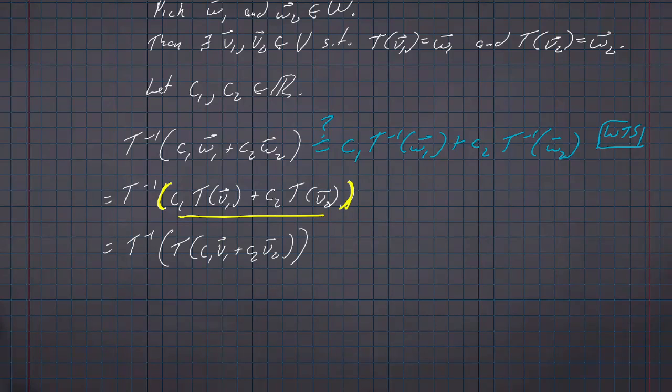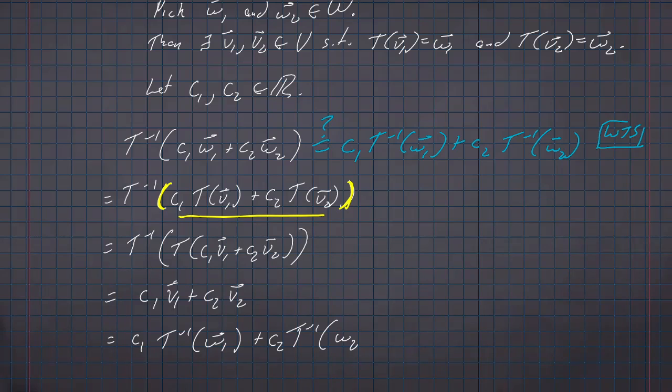And now what do we have? We have the inverse transform of the transform of this linear combination. The definition of inverse functions tells us that the function and its inverse cancel each other out, leaving you with the linear transformation we care about. Now, one last step. If T of v1 is equal to w1, then by the definition of an inverse function, v1 itself is T inverse of w1. And v2 itself is T inverse of w2. That gives us the linear combination we were after. That shows that this is, in fact, a linear transformation.